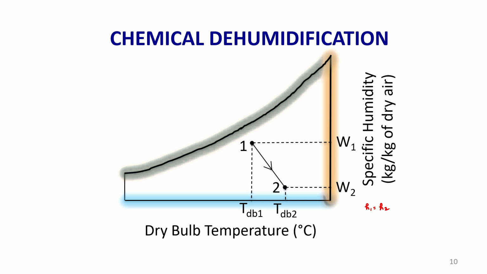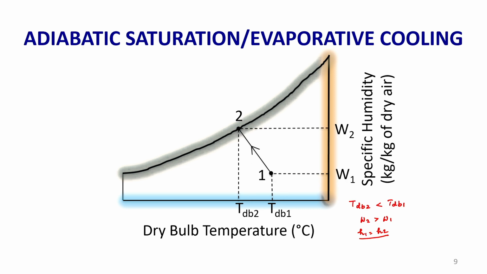So, dehumidification, we know the meaning of the word, removal of moisture. So, W2 is less than W1, but dry bulb temperature at 2 is greater than dry bulb temperature at 1. This is done by using some chemicals, so that is why it is called chemical dehumidification. Some chemicals are used to achieve this process. Okay. So, let us compare the previous.